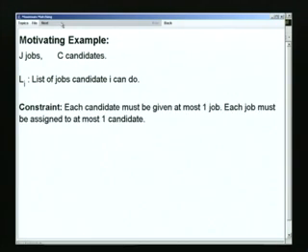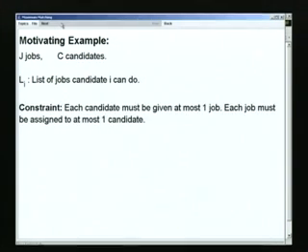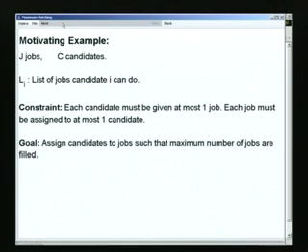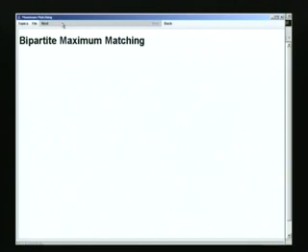And we also have been given a constraint. The constraint says that each candidate must be given at most one job, and also each job must be assigned to at most one candidate. The goal is our obvious goal: assign candidates to jobs such that the maximum number of jobs are filled. The bipartite maximum matching problem is exactly this in more mathematical terms.